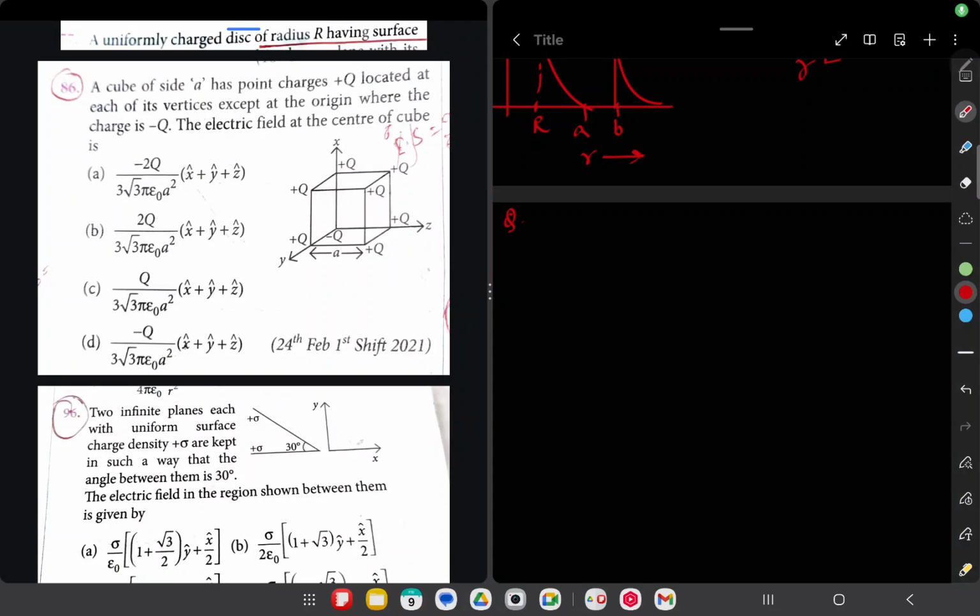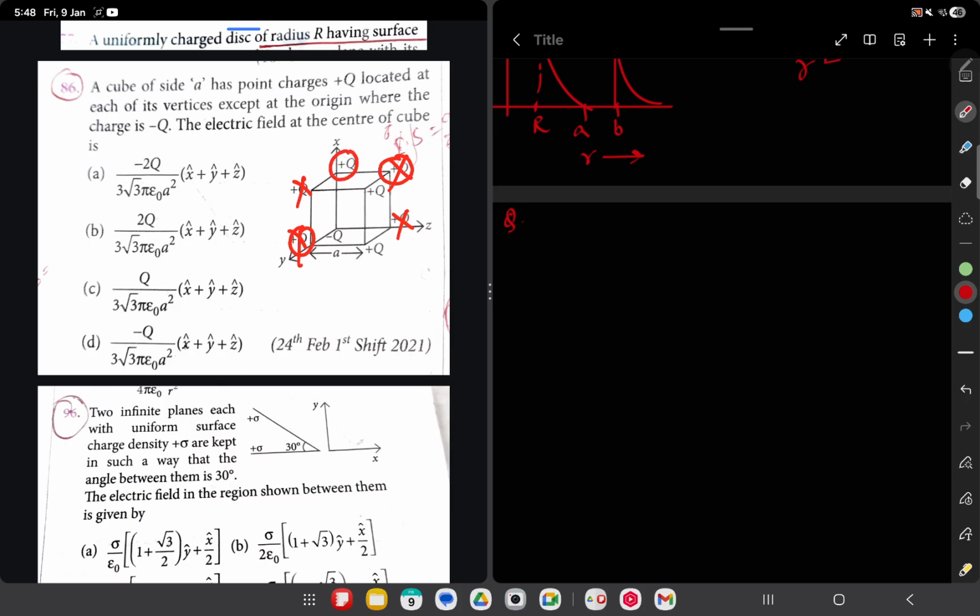Side a has a point charge plus Q located at each of the vertices. You need to find the electric field at the center of the cube. This plus Q and this plus Q are diagonally opposite, so the field due to them will cancel each other.